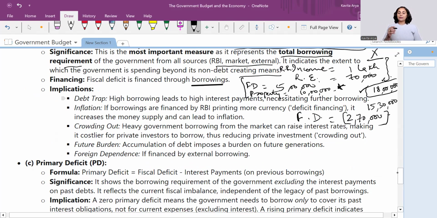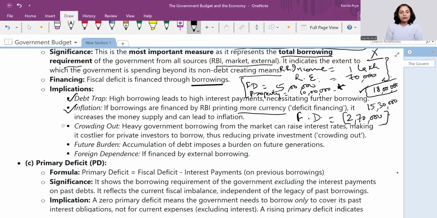How severe? Because when we are borrowing, it's not only the principal amount to be paid, we need to service that debt with the help of interest also. So the debt keeps on compounding and hence we are in a debt trap. At times, government tries to fulfill this need by printing new currency. This is called deficit financing. But because that increases the money supply in the economy, this gives rise to inflation as well.